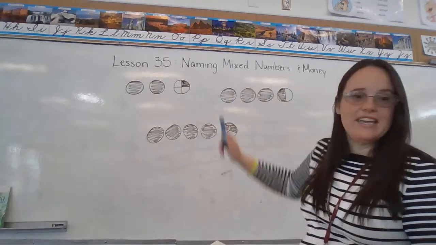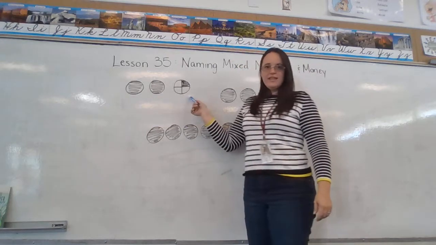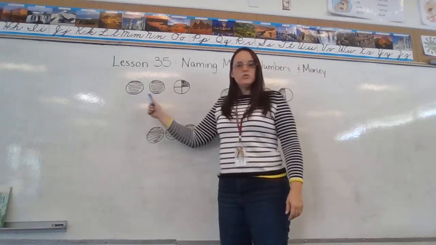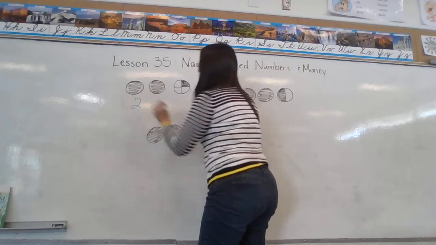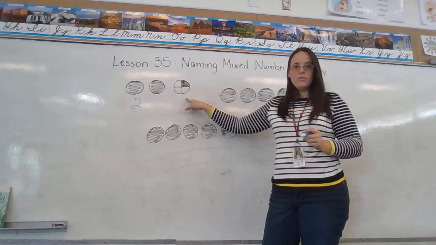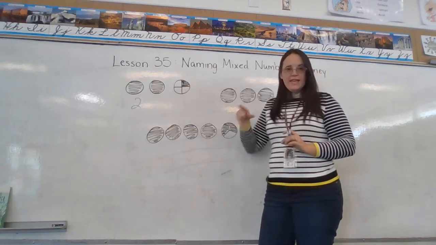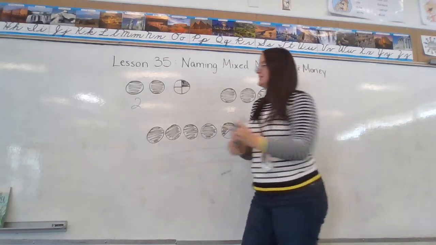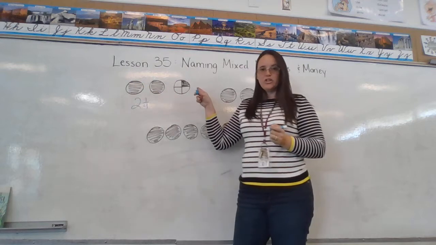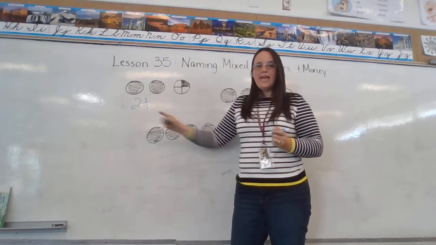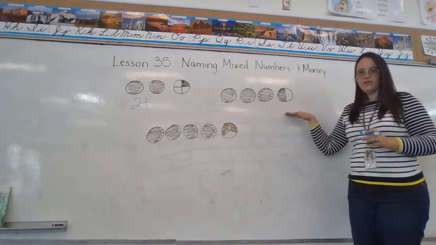So we're going to look at that here with some examples I have on the board, starting with this one. Here's a picture of 2 whole circles. So we're going to write 2, and then here we have 1 piece of a circle. So it's 1 out of 4 equal pieces, so the fraction would be 1/4. So this picture represents 2 and 1/4. Okay?